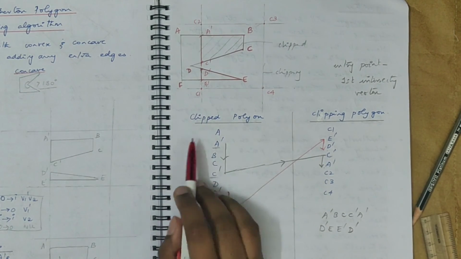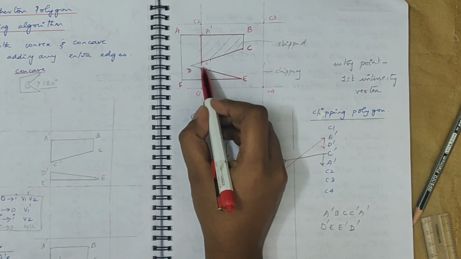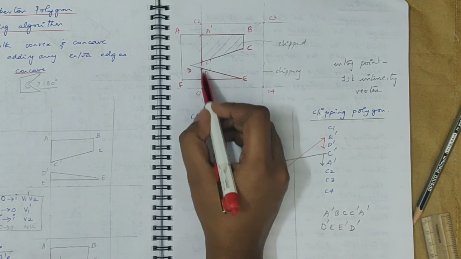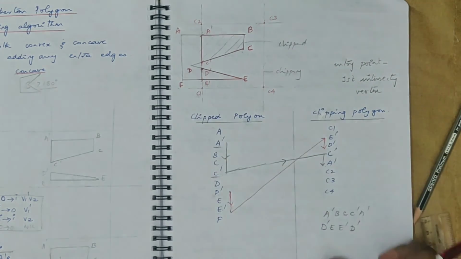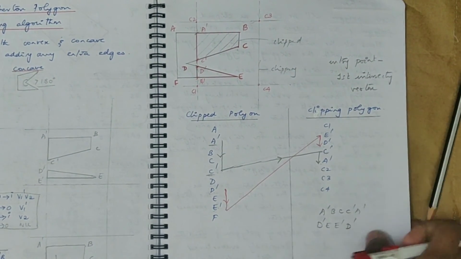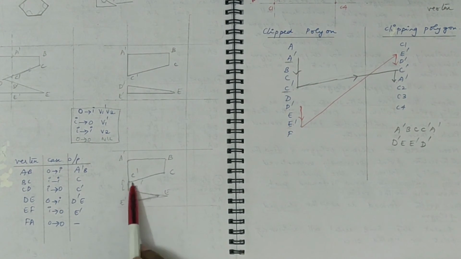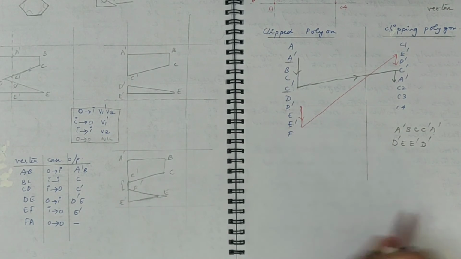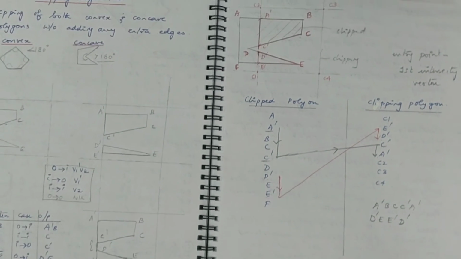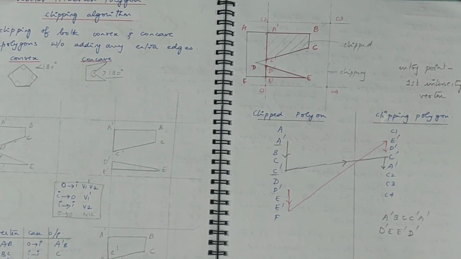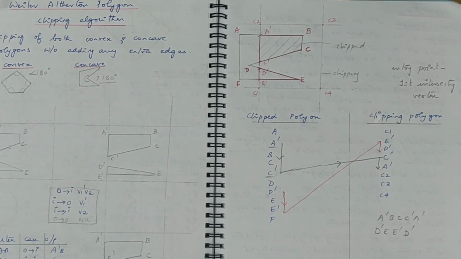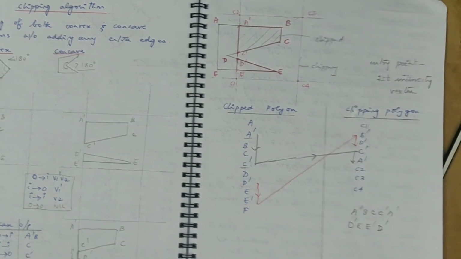So see here, according to this algorithm, that extra edge between C dash and D dash is not added, which was getting added in the previous algorithm that we saw here. According to the previous algorithm, this edge C dash D dash was getting added, which is not getting added in our Weiler-Atherton polygon clipping algorithm.